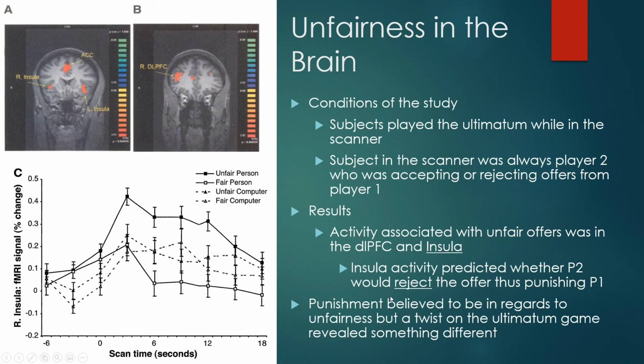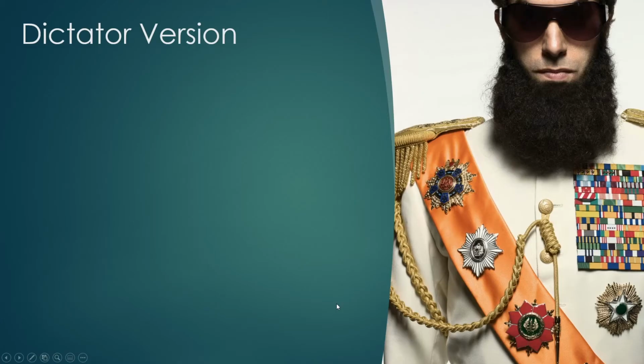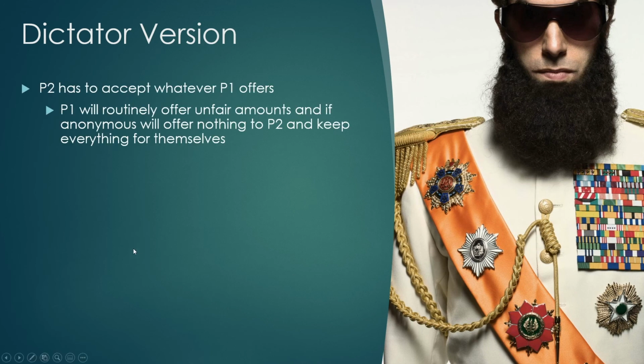In the early portions of the studies into this game, a lot of the punishment was believed to be in regards to the degree to which someone was being unfair. But they created a new version of this game that revealed that it might not be unfairness. They had this Dictator version of the game where player 2 has to accept everything that player 1 offers. If player 2 is in the same room as player 1, player 1 is still going to offer unfair amounts, but not completely unfair. There's a degree to which they have a reputation, they're in the same room as this person. But if player 1 is anonymous, they'll offer nothing to player 2 over and over again and keep everything for themselves. So that's already an interesting dynamic.